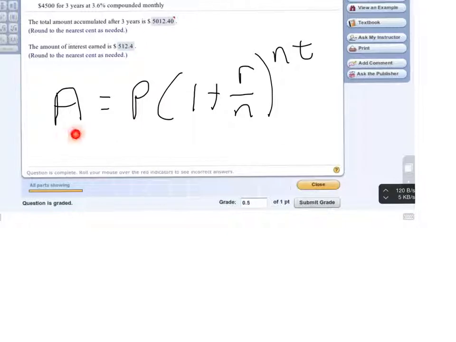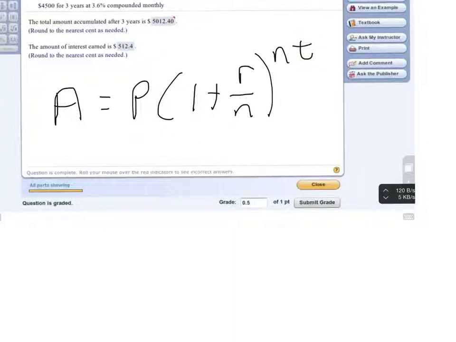And so I guess A is the final amount, and that's what they want up here. P is the principal, which is the 4,500. The rate, I guess, is 3.6%. N is how many times it's compounded per year. And since it's monthly, N will be 12, and it's for 3 years, so T is 3.